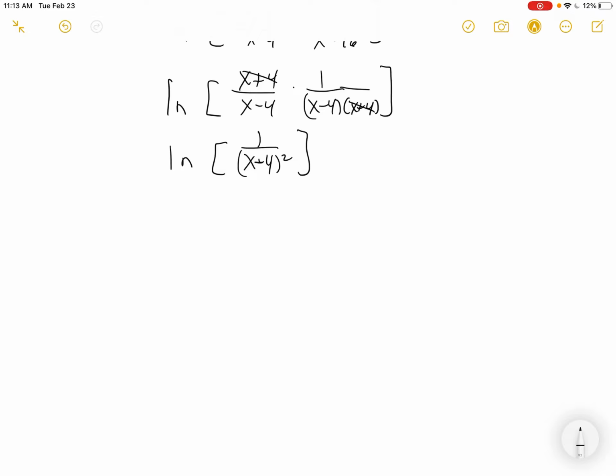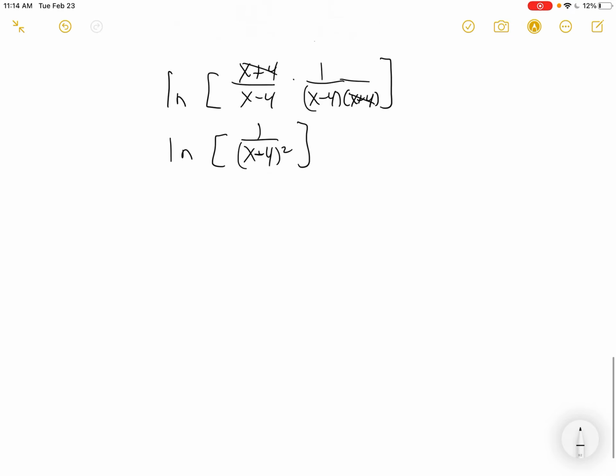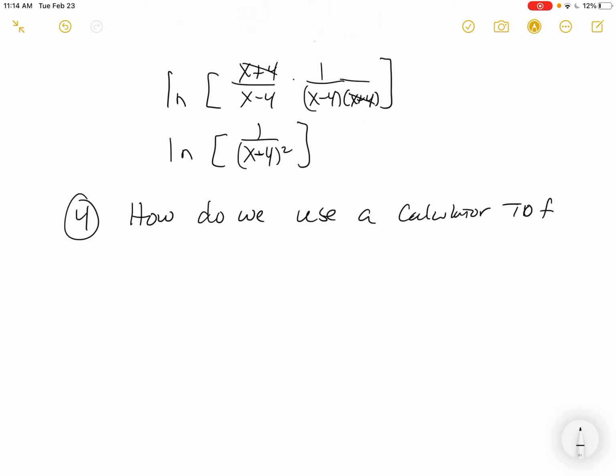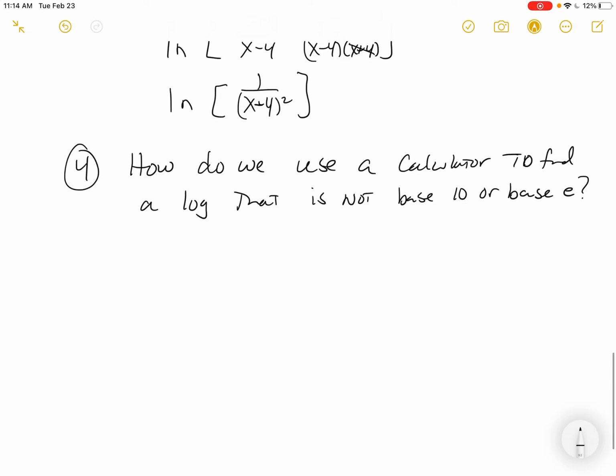They do want you to be familiar with the change of base formula. So I'm just going to put, how do we use a calculator to find a log that's not base 10 or base e. Now, why am I focused on those? Because both of those bases are on your calculator, and we're going to need those, right? And you can use either one in order to do this.